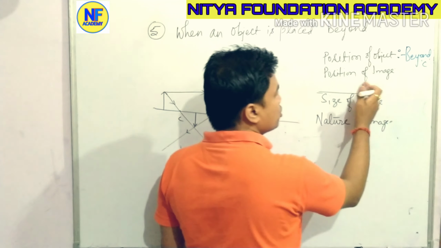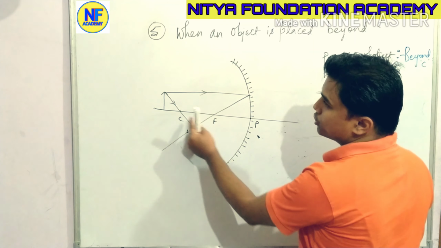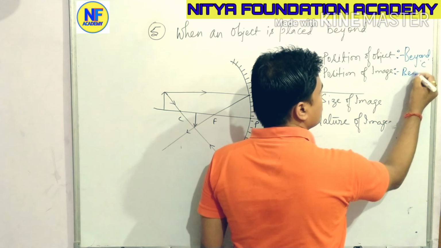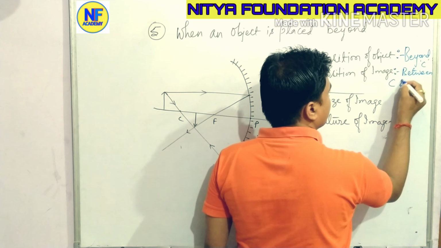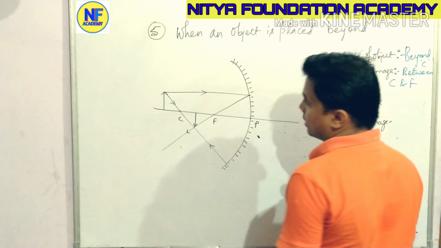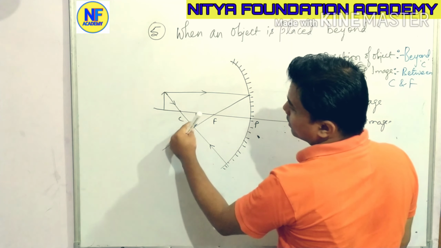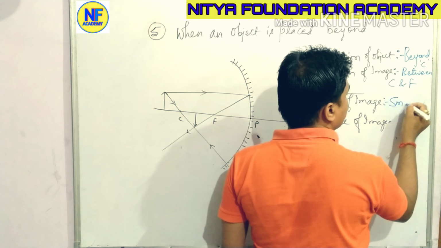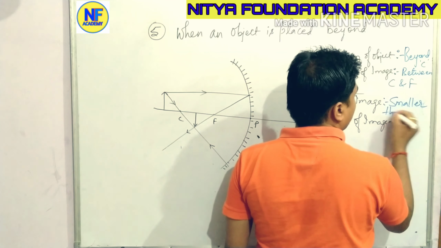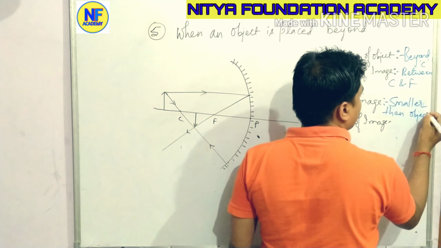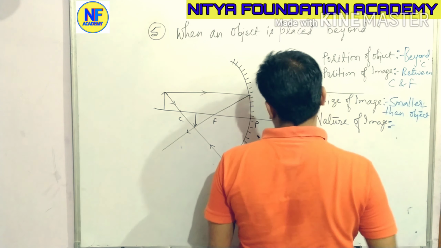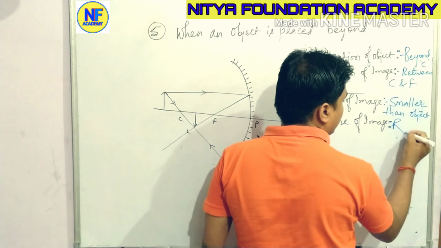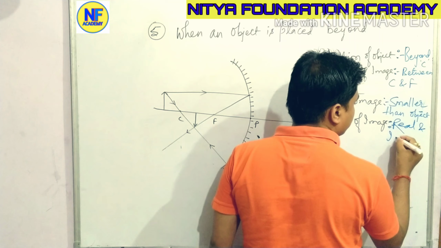Okay, now the position of image. You have understood that the position of image is between C and F, so we will write here between C and F. Then the size of image: you can understand that the object size is much bigger than the size of image, which means the image is smaller than the object. And the nature of image: you can see here that it is an inverted image, so we will use the terms real and inverted.